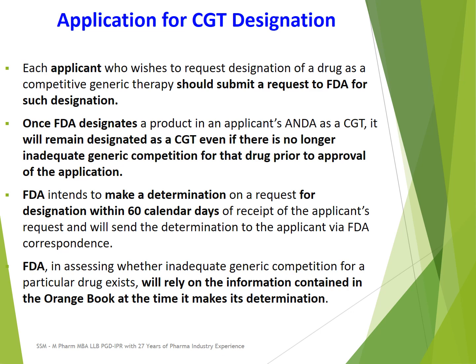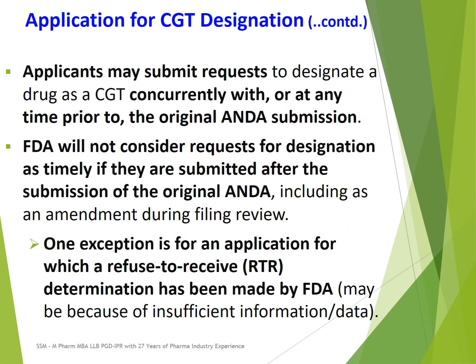FDA in assessing whether inadequate generic competition for a particular drug exists will rely on information contained in Orange Book at time when it makes the determination of CGT designation. So FDA will rely on FDA Orange Book database. Applicant may submit the request for CGT designation either concurrently with the ANDA or generic application or at any time prior to the ANDA or generic application submission.